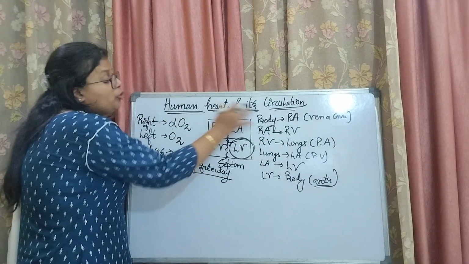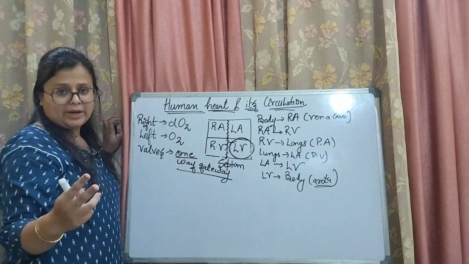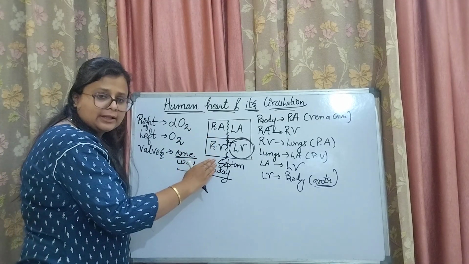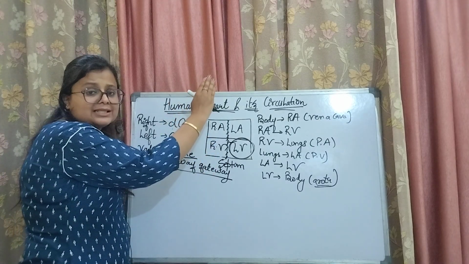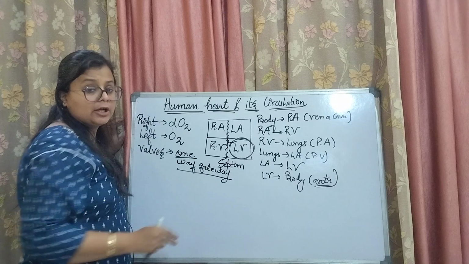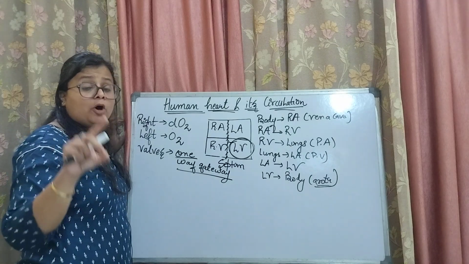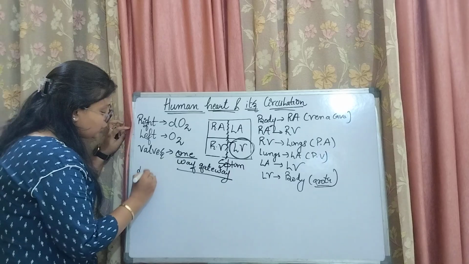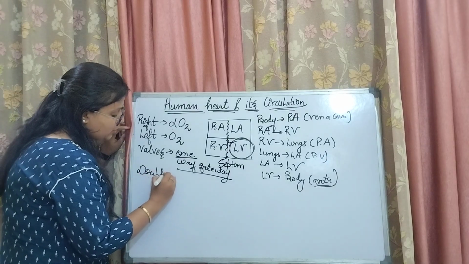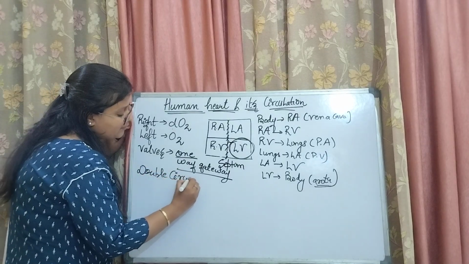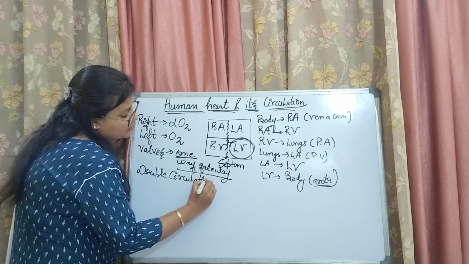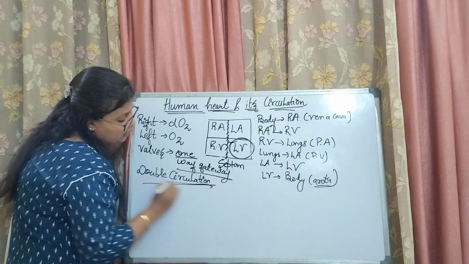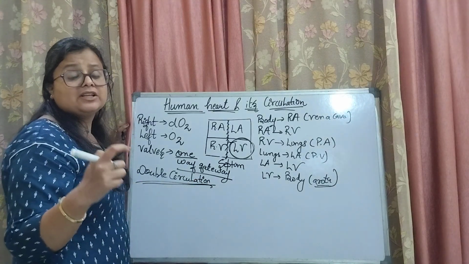Now as our human heart receives blood twice, first in the right part, then it goes to the lungs, then it is received in the left part, the human body has which type of circulatory system? That is double circulatory system. The human heart performs double circulation, as the heart receives the blood twice.